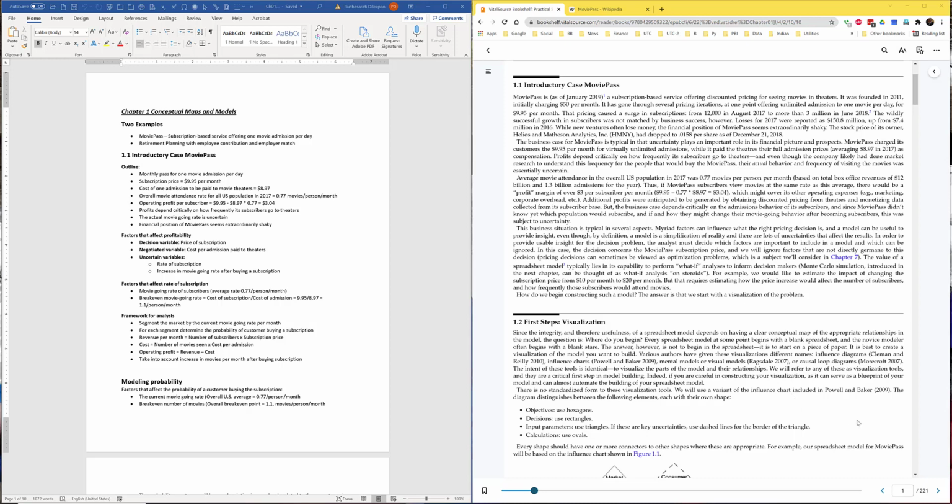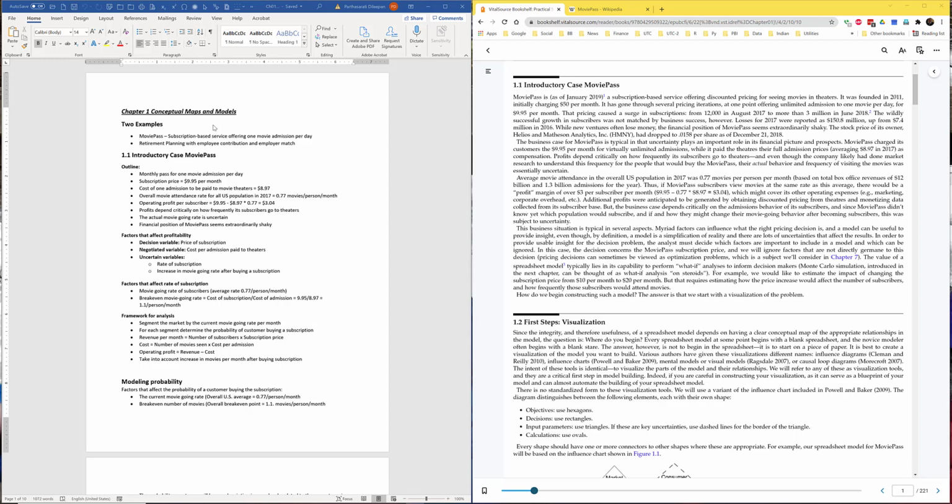Now let's start with chapter 1 of the textbook. Chapter 1 covers deterministic models. We're not going to do any simulation in this chapter, but it sets up a couple of models that we will expand in the next chapters by adding simulation features for the uncertain variables.